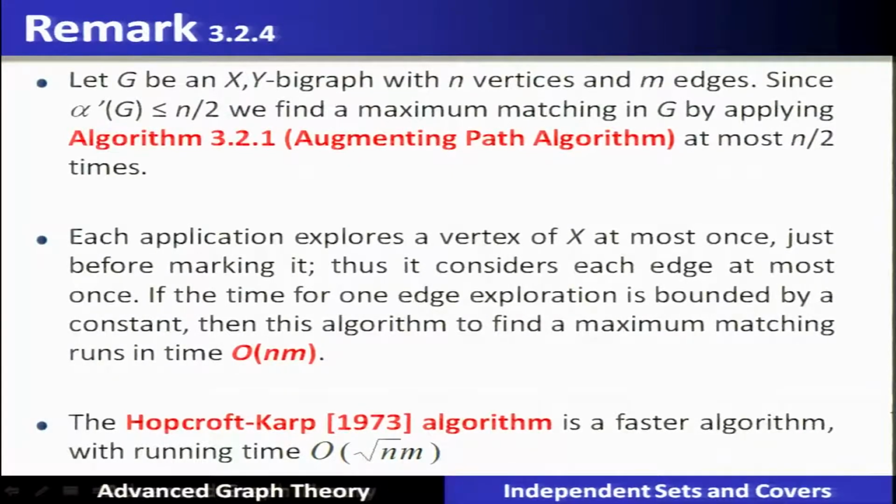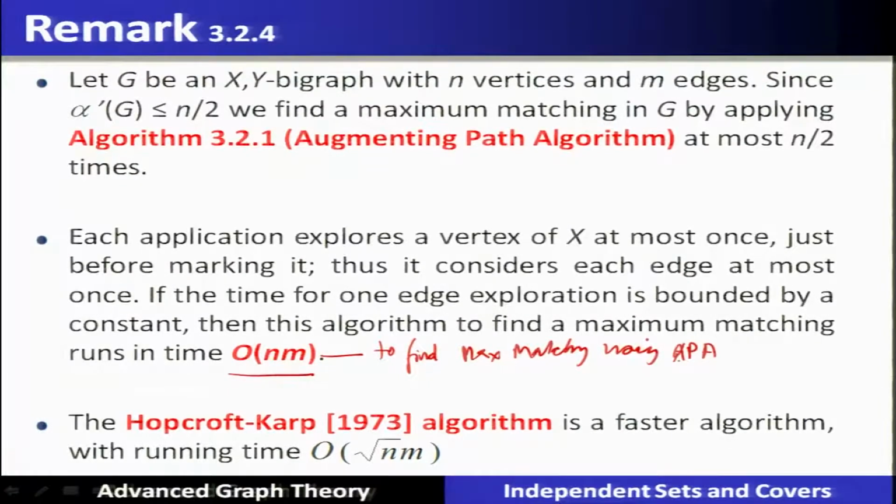So, if the time for one edge exploration is bounded by a constant time, then the algorithm to find the maximum matching by calling the augmenting path algorithm n by 2 times, the total time will be order of n times m to find the maximum matching using the augmenting path algorithm.